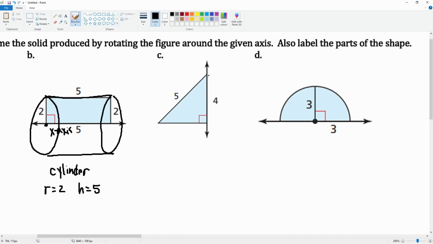For C, this is going to be rotated around the y-axis. The top is a point. It rotates about a point. Here, everything else is circular. Connecting it, that does become a cone.